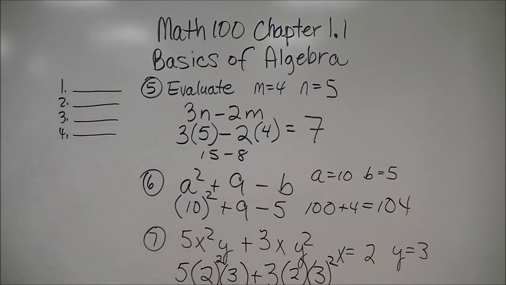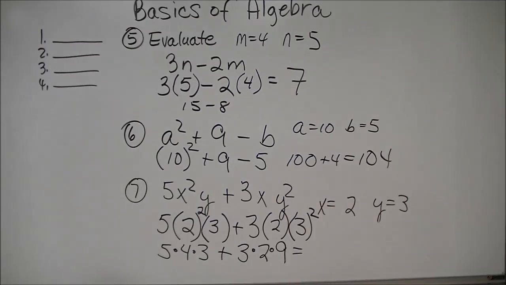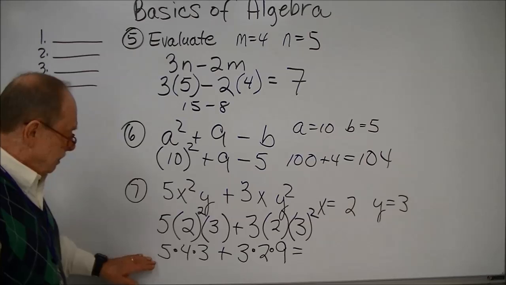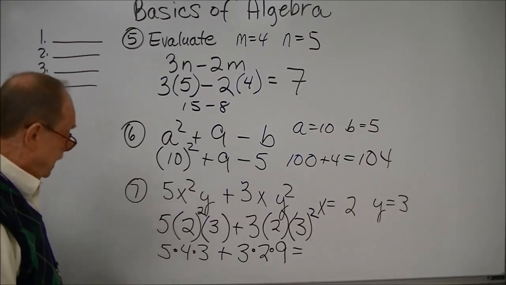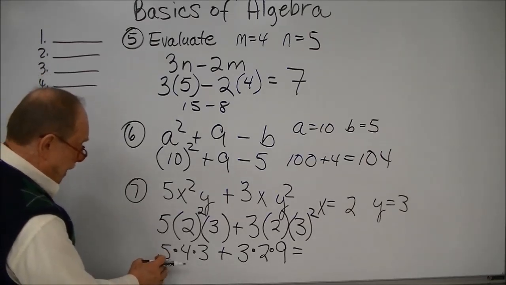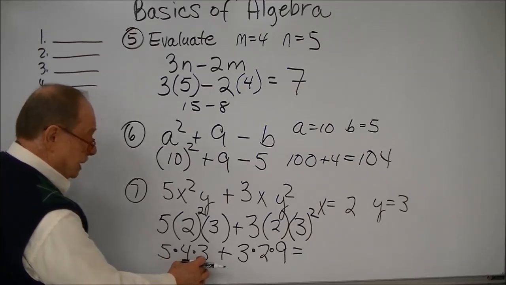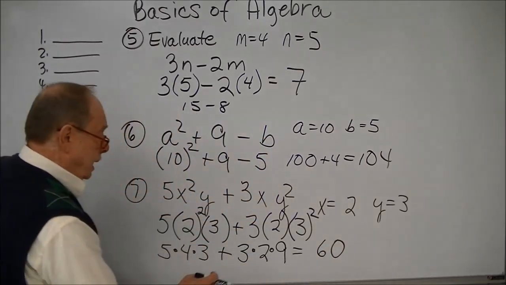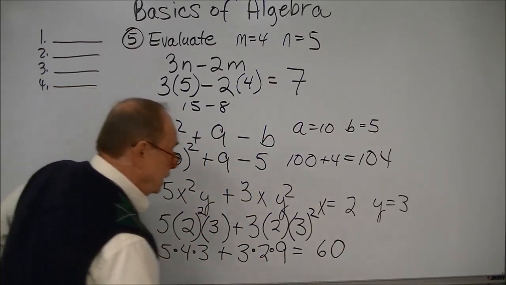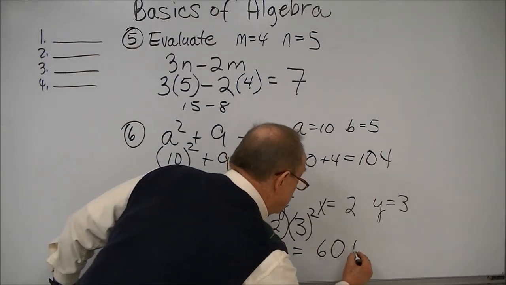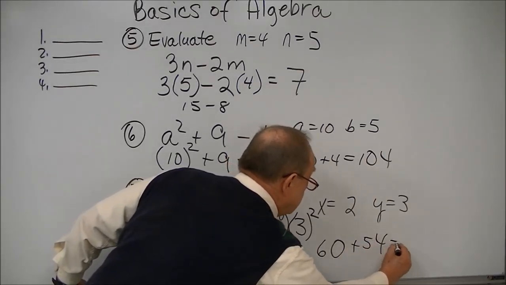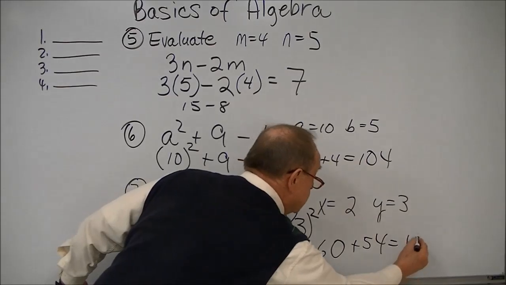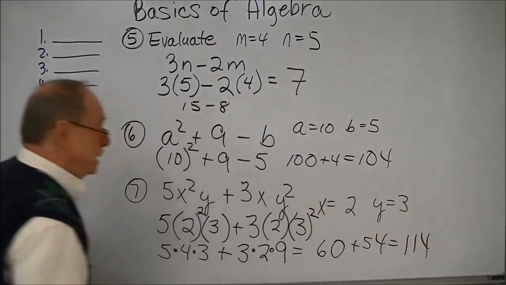And I'm assuming many of you are going to use your calculators to actually calculate this. We were missing the bottom of this, so I moved it down a little bit. So picking up, 5 times 4 is 20, times 3 is 60. And then 6 times 9 is 54. And when you add them together, that's 114.